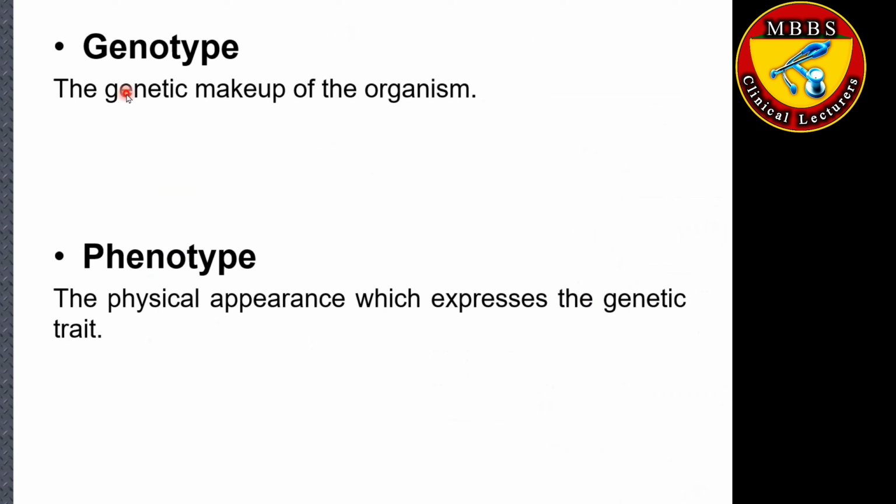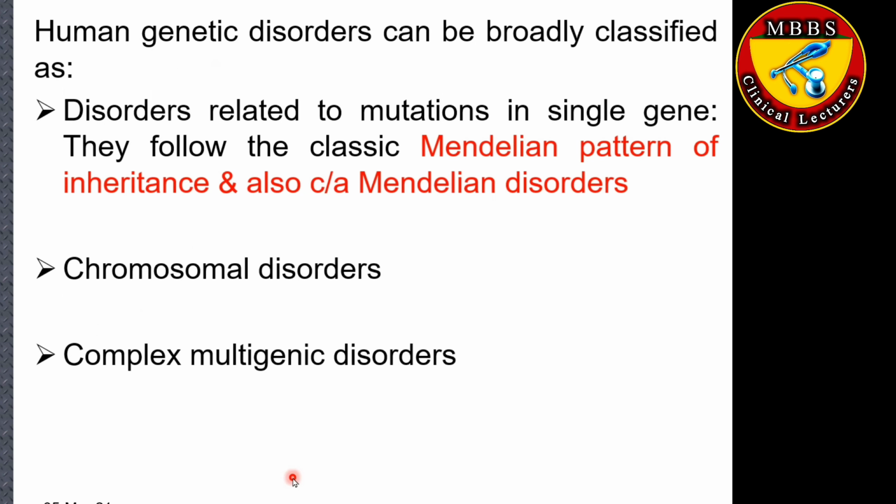What is a genotype? Genotype is the genetic makeup of the organism. The genes present in the organism are the genotype. And when the genetic trait is expressed phenotypically, when the character is expressed, it is called the phenotype. The physical appearance which expresses the genetic trait is a phenotype. Very important to understand the genotype and the phenotype.